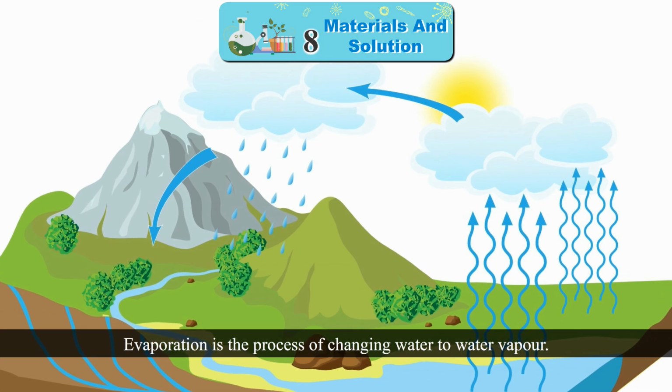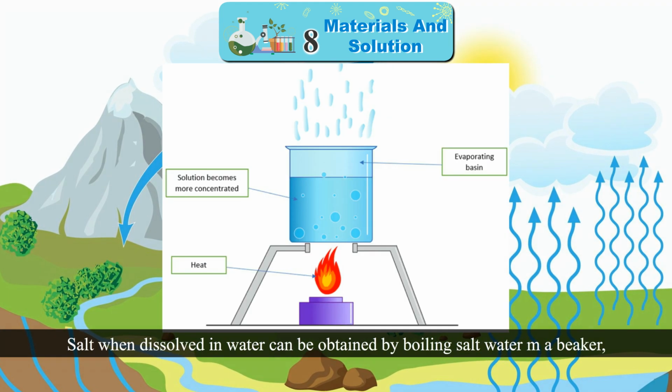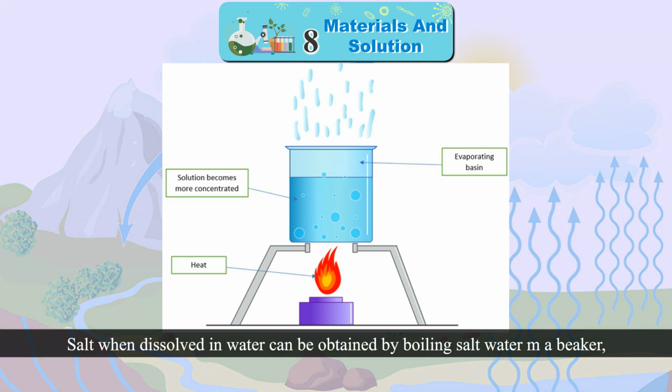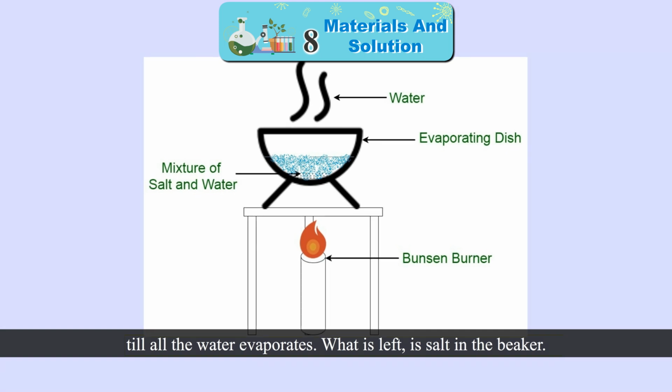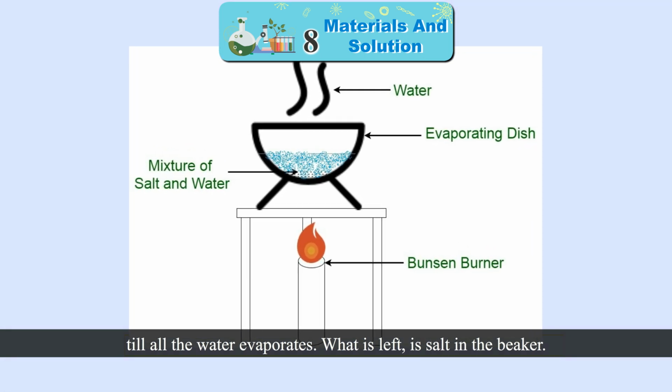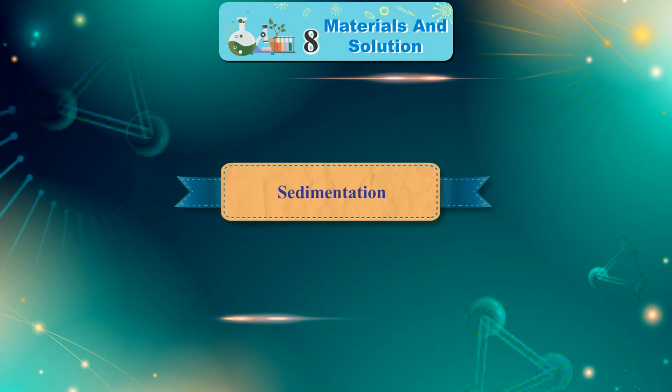Evaporation. Evaporation is the process of changing water to water vapor. Salt, when dissolved in water, can be obtained by boiling salt water in a beaker till all the water evaporates. What is left is salt in the beaker. Insoluble impurities present in water can be removed in the following ways.